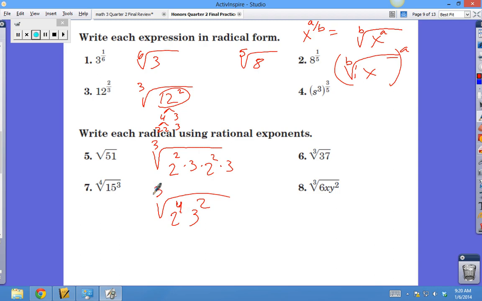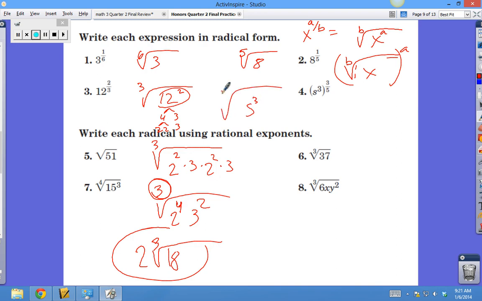Okay, now because it's a cube root, it's going to undo any cubes, and I have a cube right in here. So my final answer, cube root of 2 to the 4th, 1 2 comes out, and a 2 stays in, and then a 2 times 3 squared is 2 times 9, so 2 times cube root of 18. If you change that to a radical, look at 4, s cubed to the 3/5, so that's going to be s cubed to the 3/5. There we go.